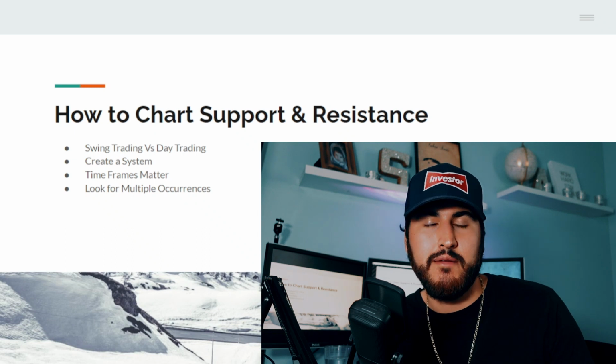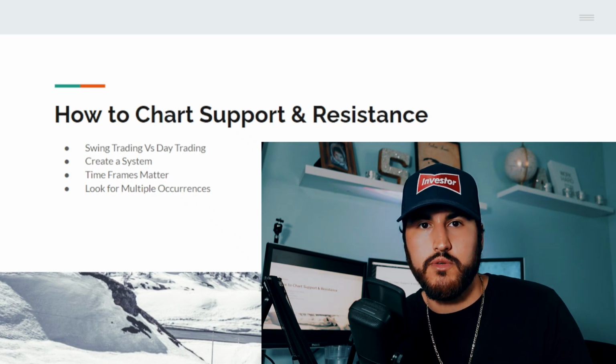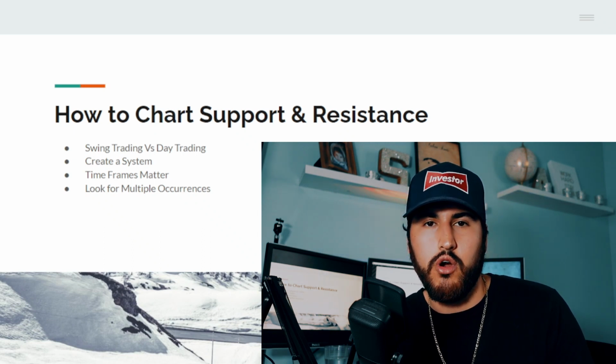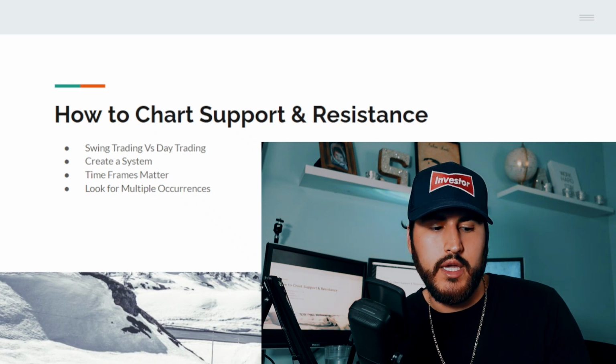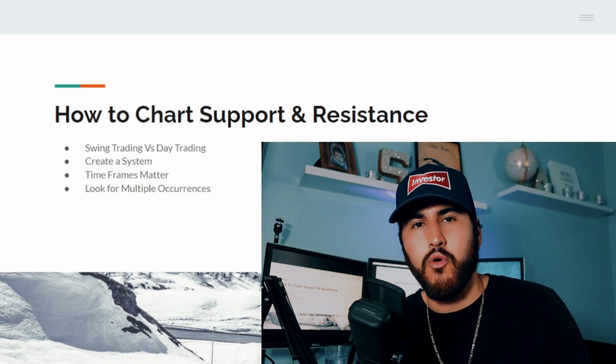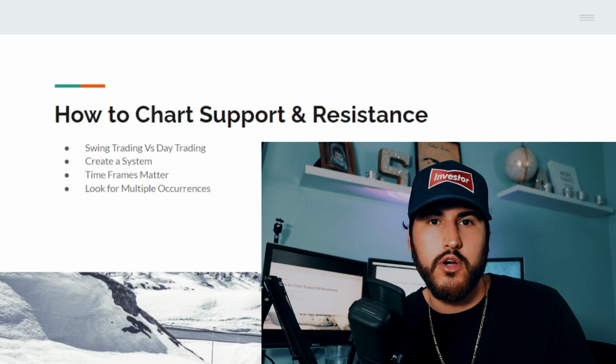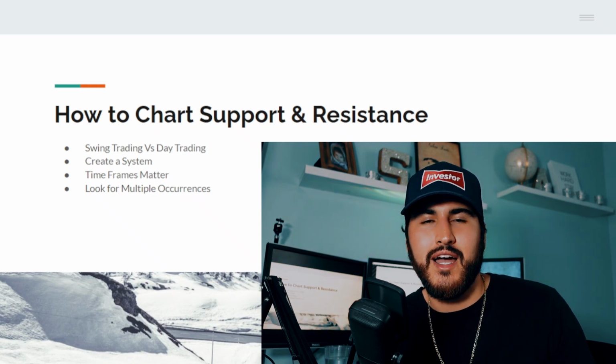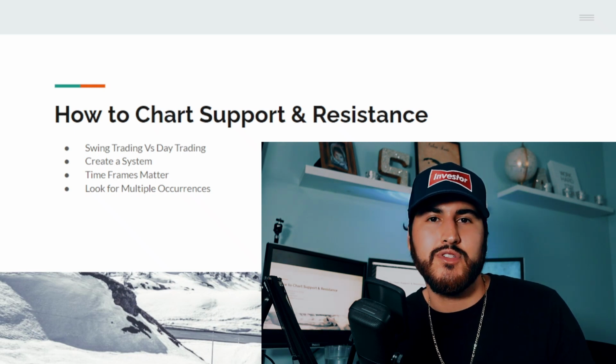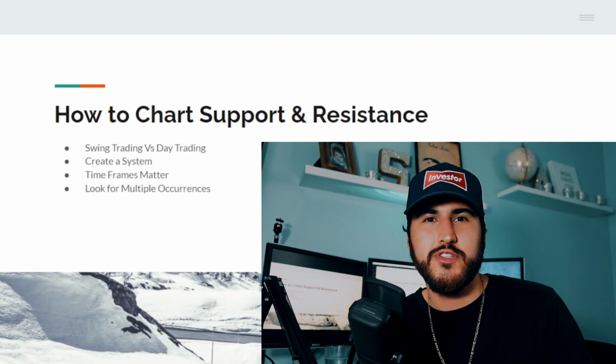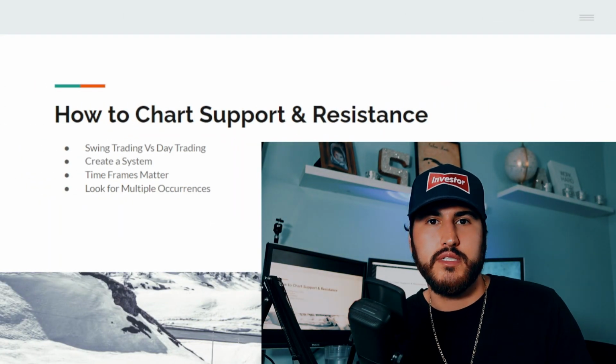And time frames are going to matter. This is going to relate to what type of trader you are and what charts you like looking at. And it's also important to look for multiple occurrences so that you identify support and resistance lines that have some relative strength. I'm also going to show you how to trade support and resistance lines.